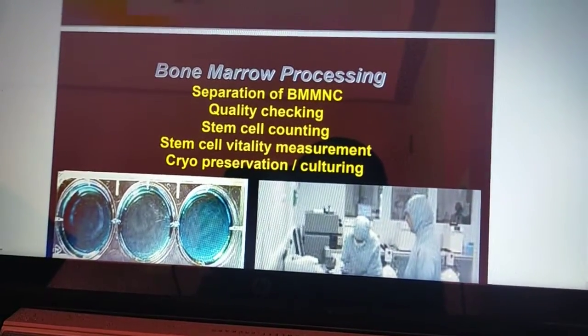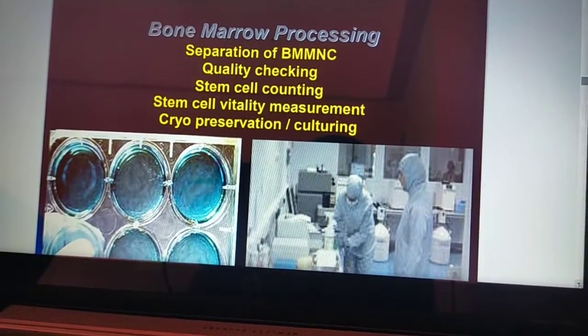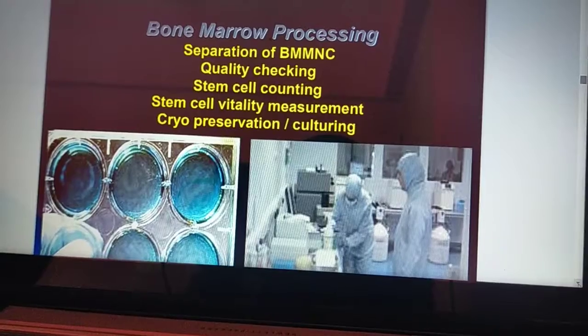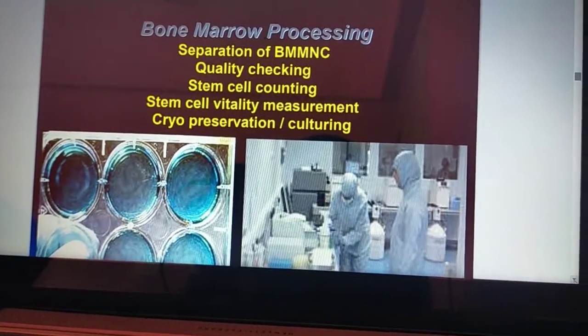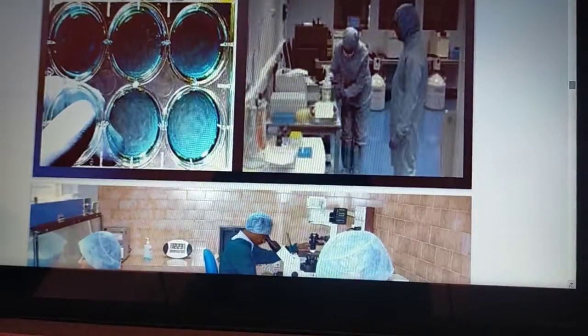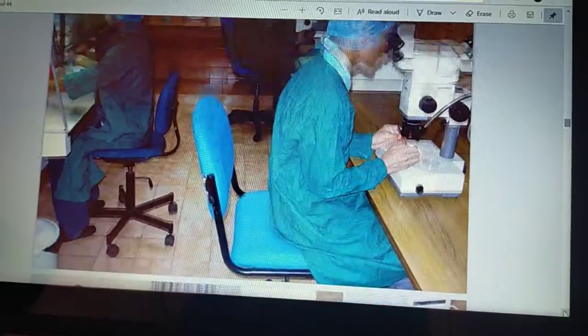And then cryopreservation, and culturing to get specific cells, for example mesenchymal cells and hematopoietic stem cells. These are the pictures.